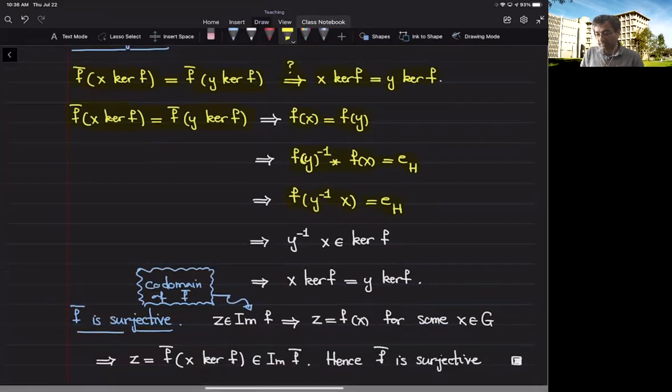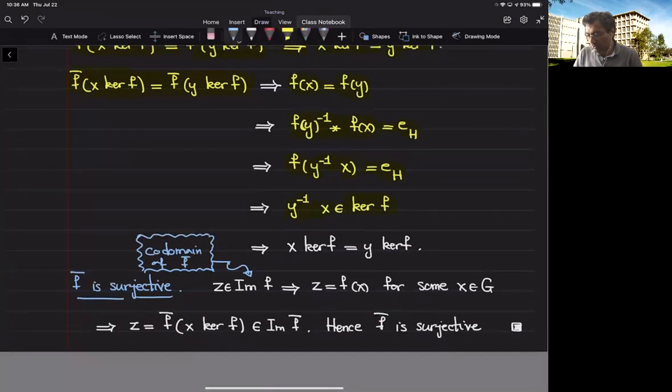By definition, that means Y inverse X is in the kernel of F. Again, remember, two cosets Xn is equal to Yn precisely when Y inverse X is inside N. This is an important result. This is true for every subgroup, not necessarily normal.